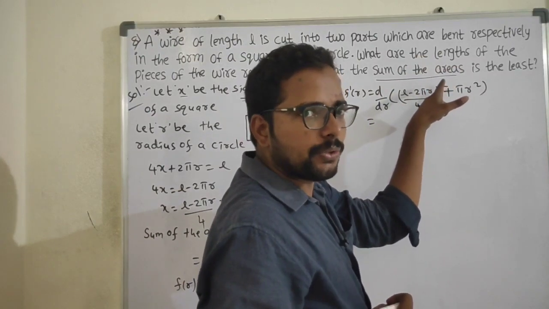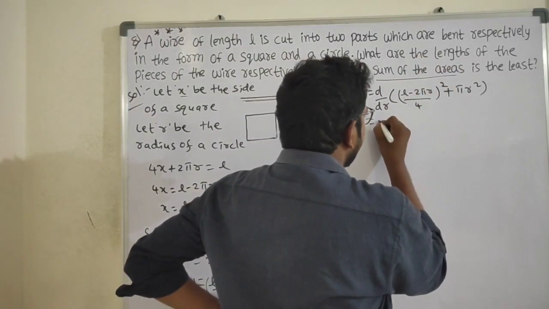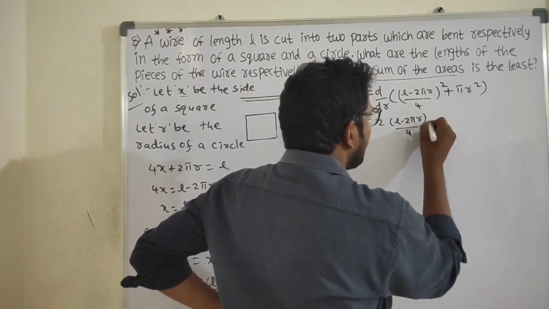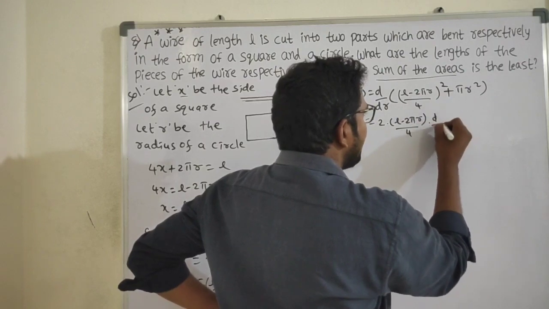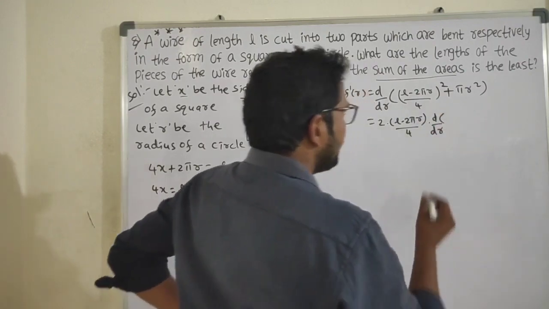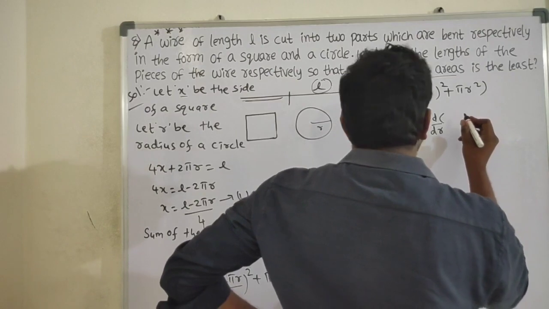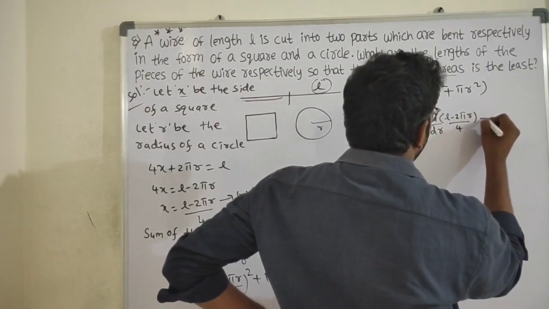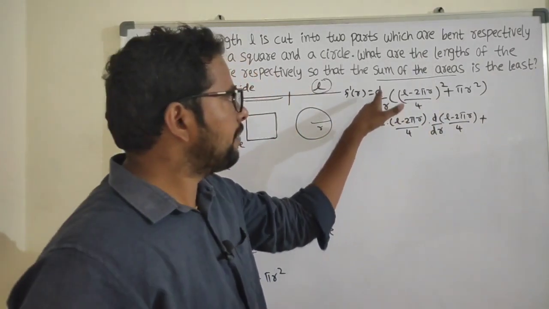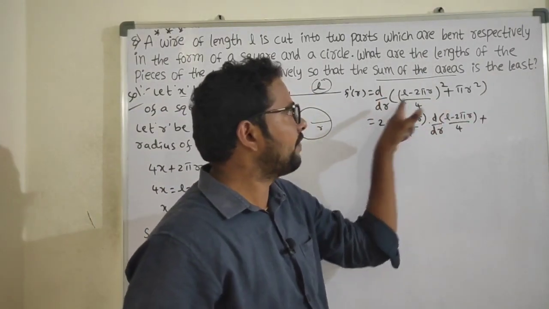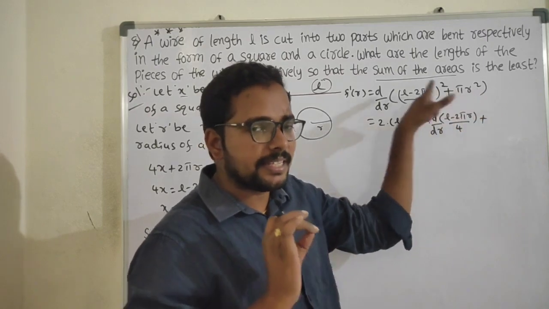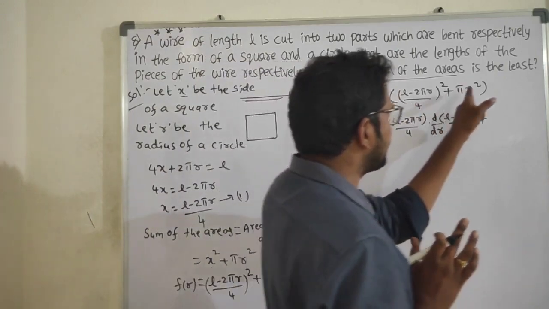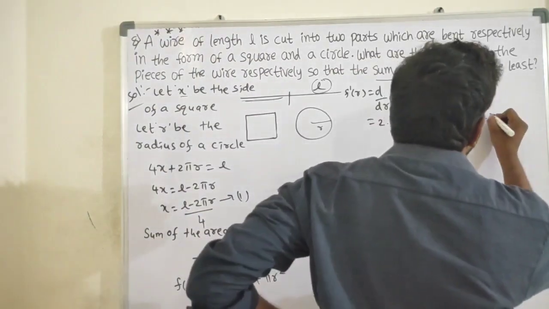d by dx of x square is 2x. So this also becomes 2 into L minus 2πr by 4 into x, plus x into d by dr of (L minus 2πr by 4), the chain rule, plus d by dr of πr square. Here d by dx of x square, the variable x is there, and in its place r is there. Simple, the same formula applies. So d by dx of x square is 2x, so π into 2r.